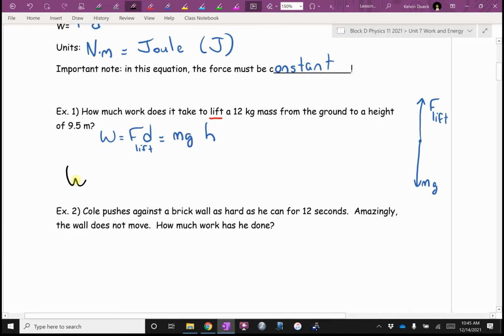And let's write work done by lifting equals mgh. Don't add that to your green sheet. You'll end up memorizing it without meaning to, trust me. But the work done by lifting is going to be m times g times h. We're in Scalarville, so 9.8, 9.5. What do you get?